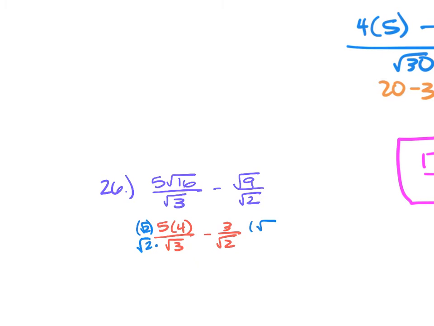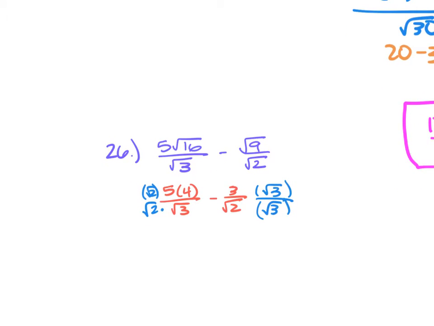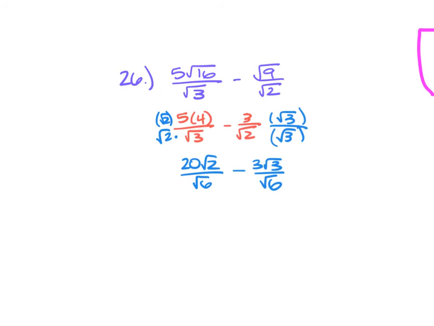Square root 3. So we have 20 square root 2 over the square root of 6 minus 3 square root 3 over the square root of 6. So we are going to bring this together as one fraction. We cannot combine our numerators, so it's just going to be 20 square root 2 minus 3 square root 3 all over the square root of 6.